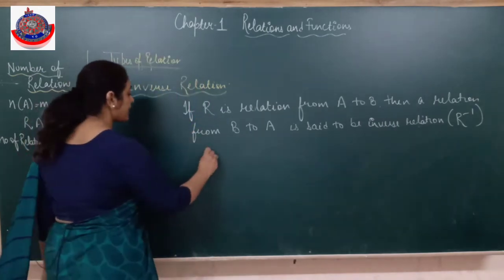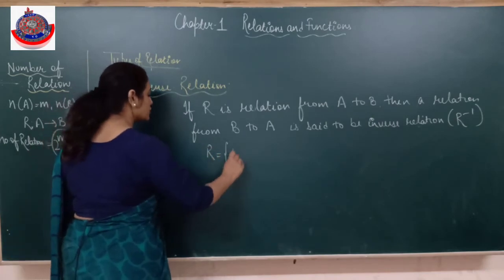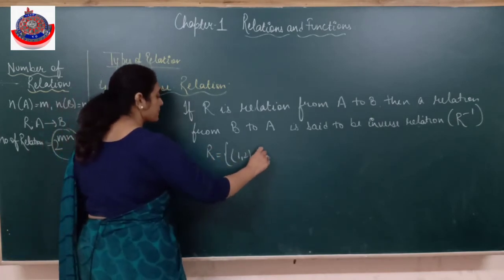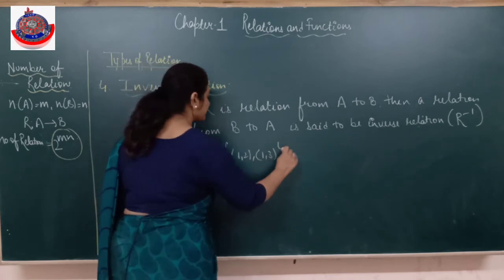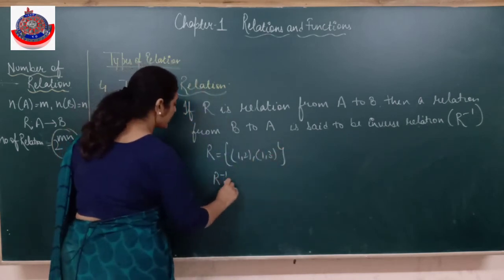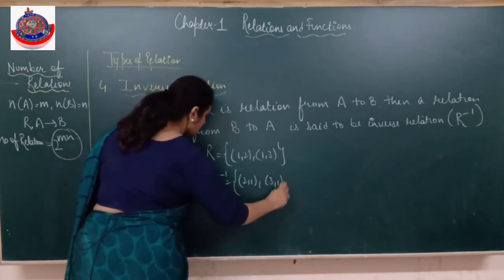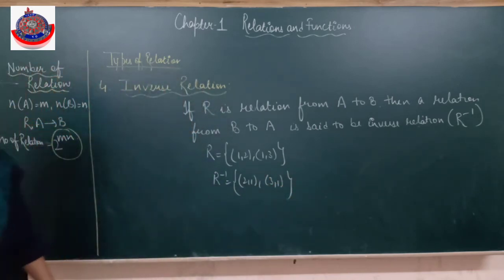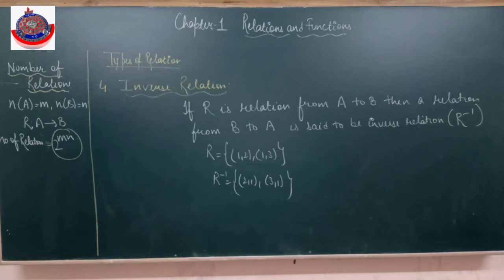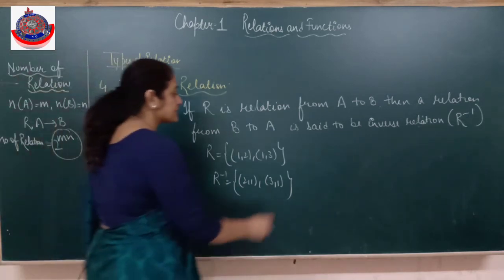For example, if R has the ordered pairs, say (1, 2), (1, 3), the R inverse will have the reversed ordered pairs. Clear? The inverse of R. So what happens? The domain of R inverse is the range of R, and the range of R inverse is the domain of R. That's the relation.